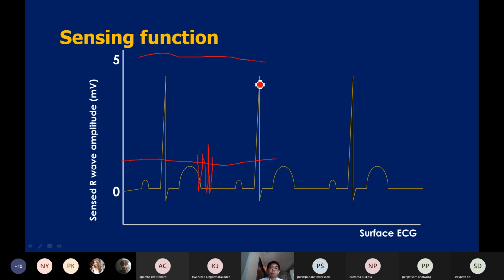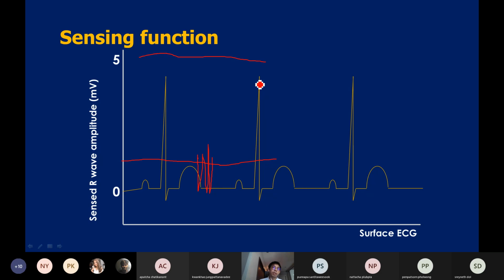If the pacemaker we put in gives the patient an R wave amplitude of 10 compared to an R wave amplitude of 3, the patient who has an R wave amplitude of 10 millivolts has a better sensing function because the pacemaker could see the intrinsic rhythm better. They could see a bigger one than a small one. And this is the first step to understanding the sensing function.